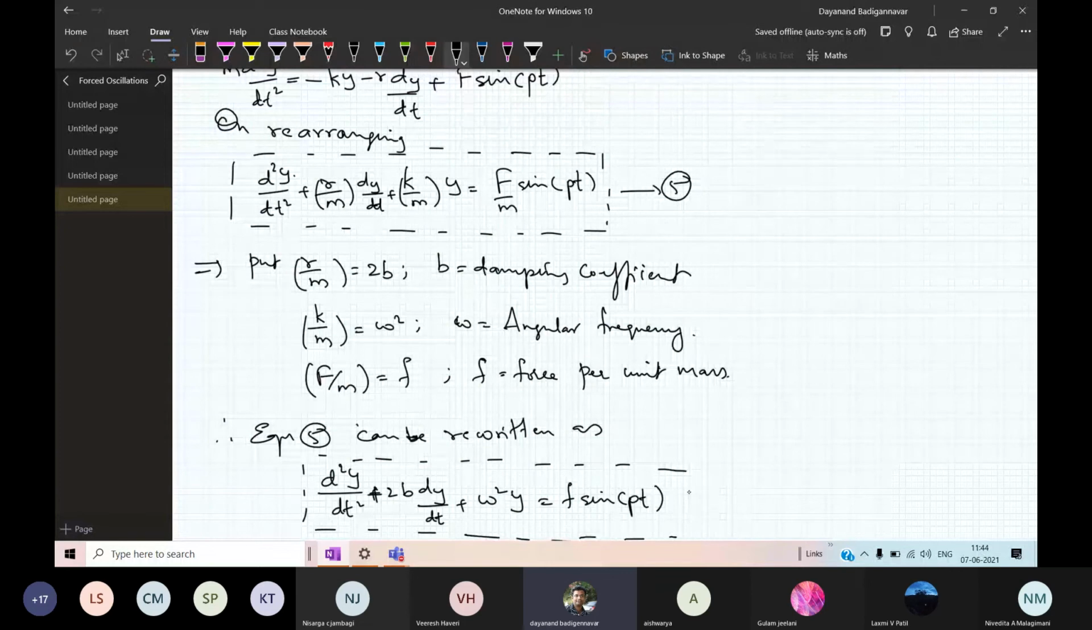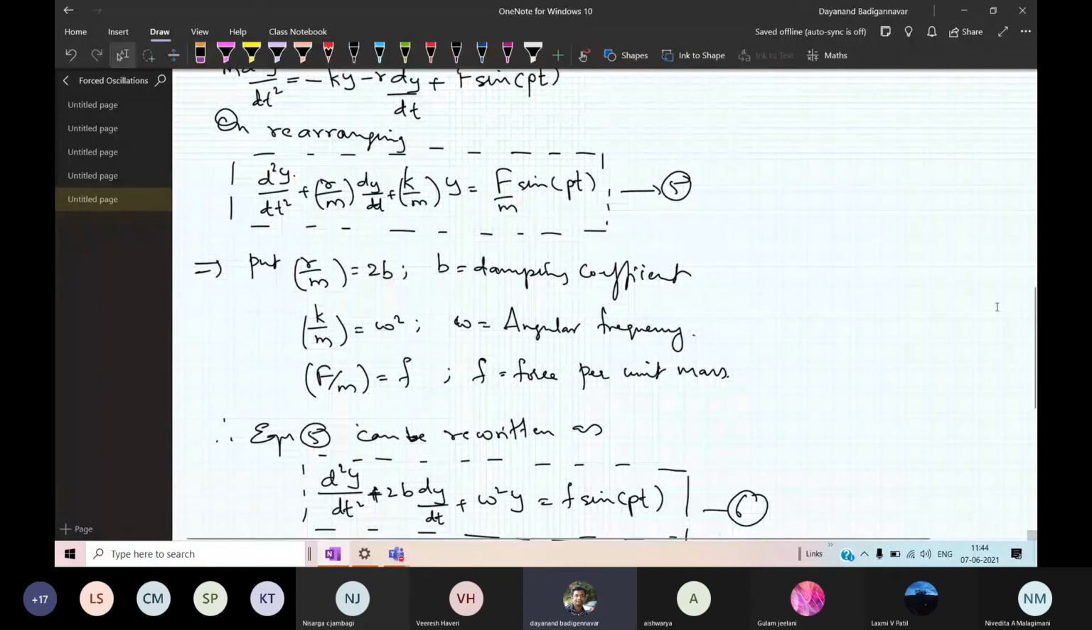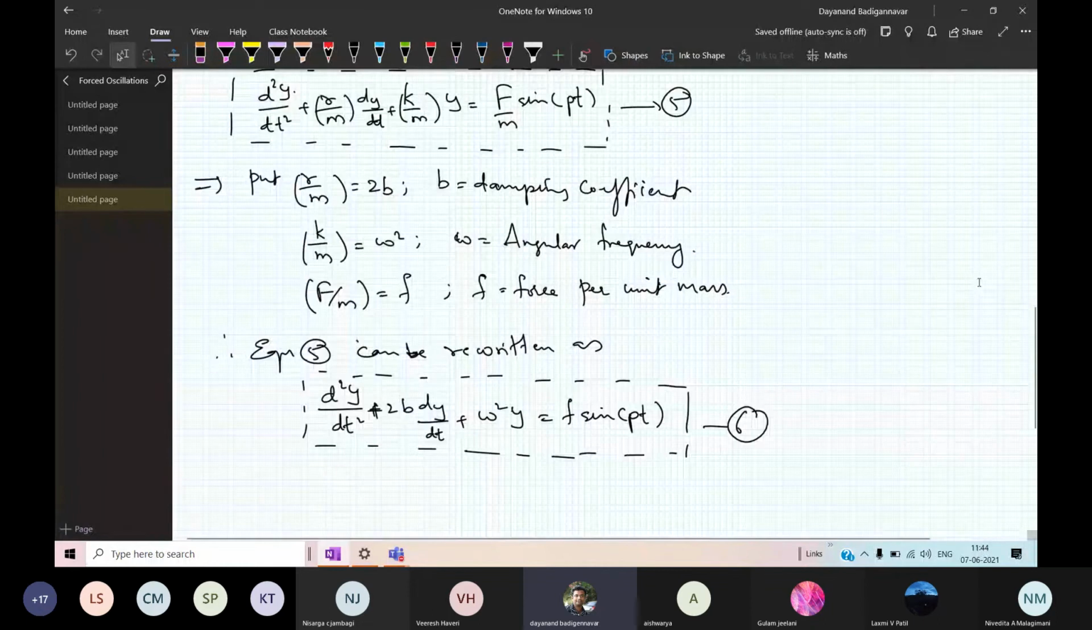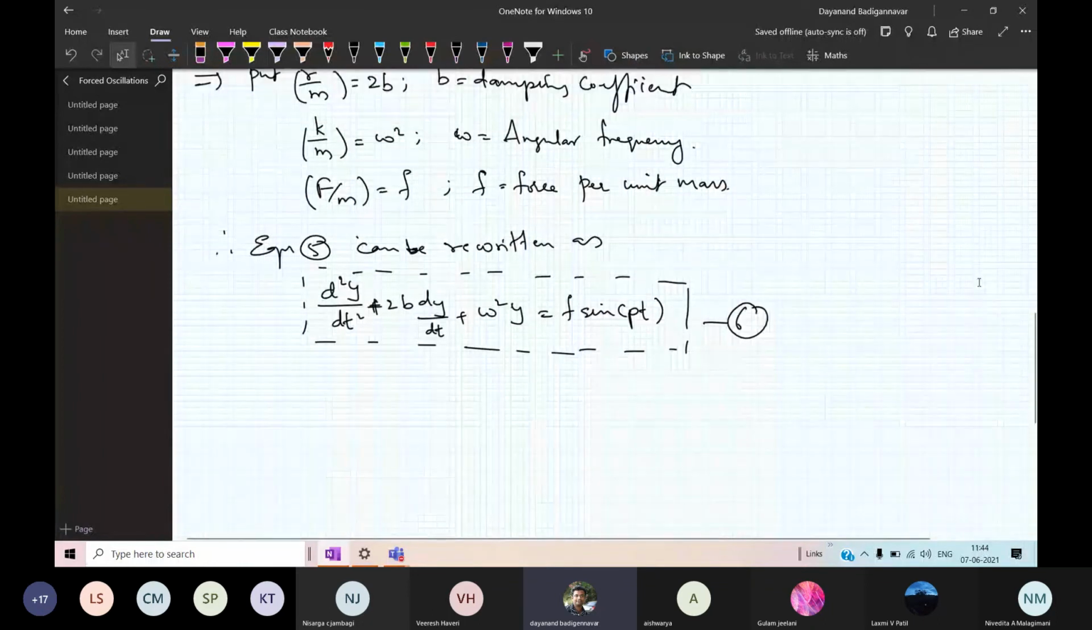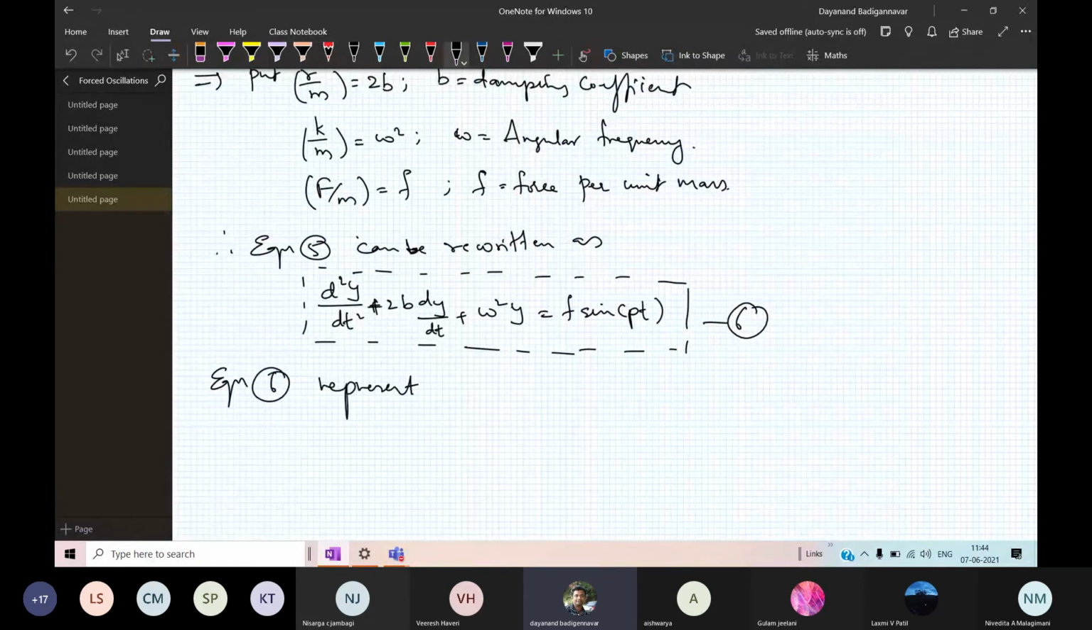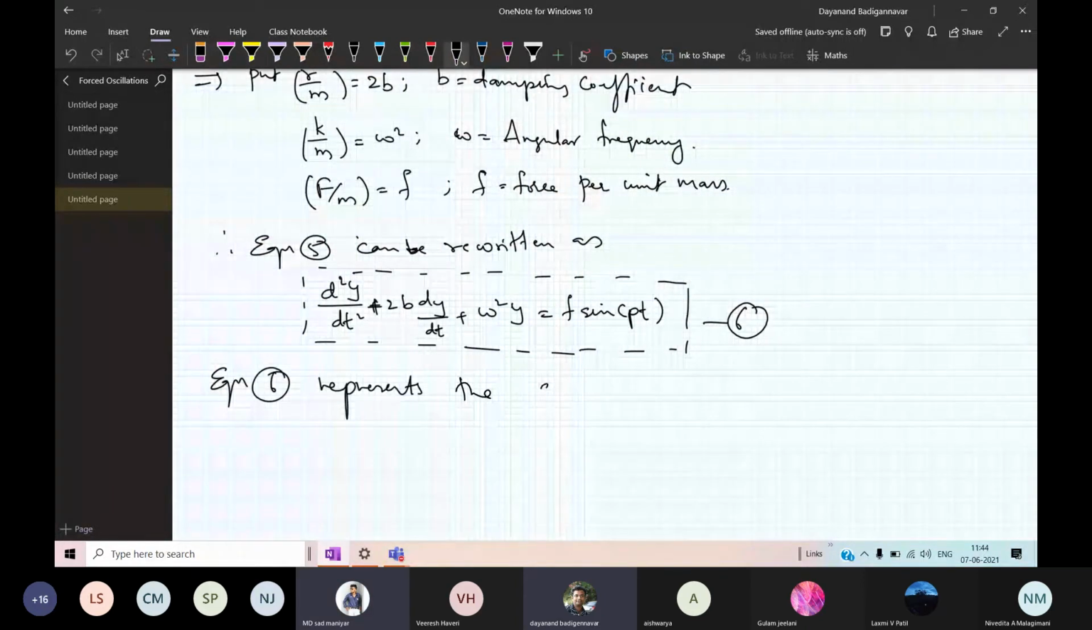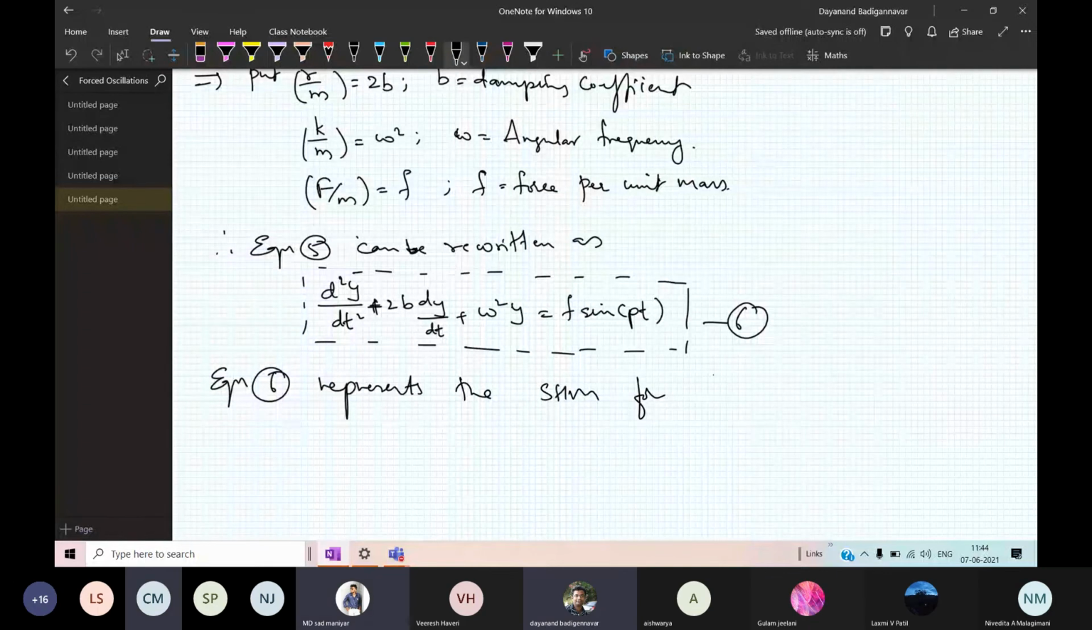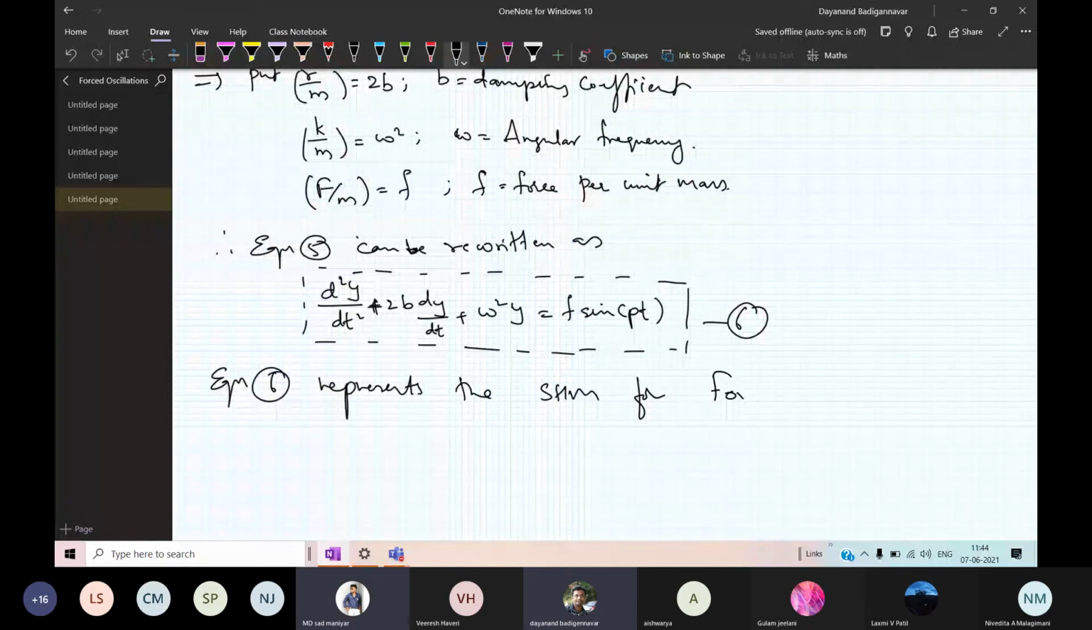Equation 6 represents the equation for SHM for forced oscillations. Is it for damped or free oscillations? Forced oscillations. Now you have to solve this equation.